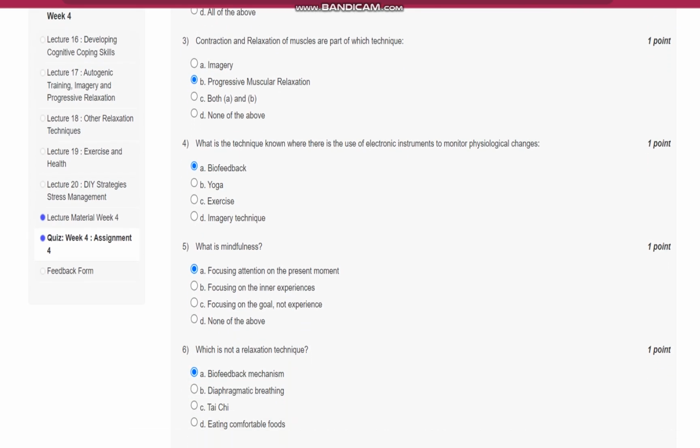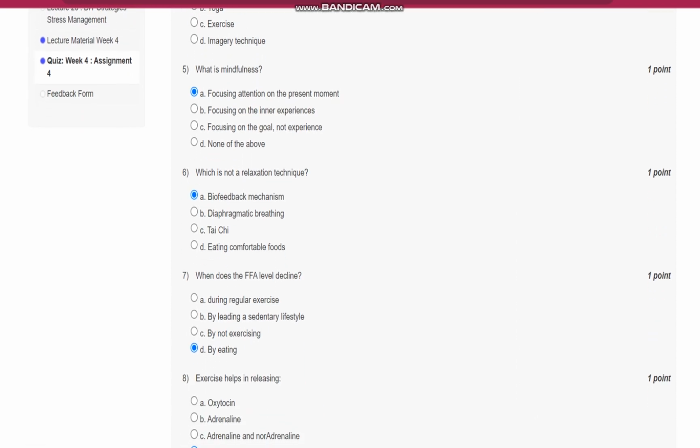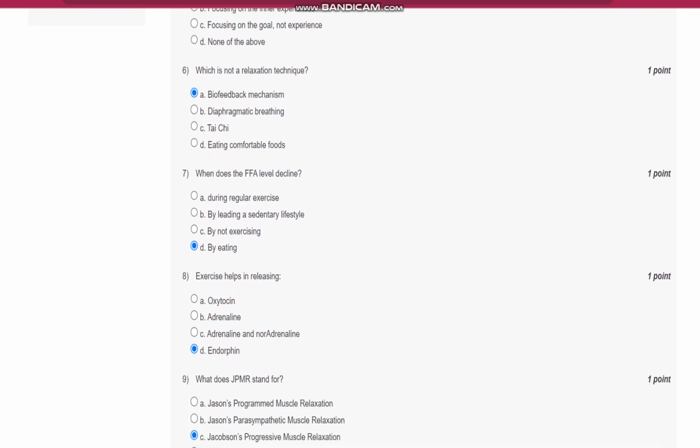Question number 3 is, contraction and relaxation of muscles are part of which technique? That is progressive muscular relaxation. Question number 4 is, what is the technique known where there is use of electronic instrument to monitor physiological changes? That is biofeedback. Question number 5 is, what is mindfulness? That is focusing attention on the present moment.